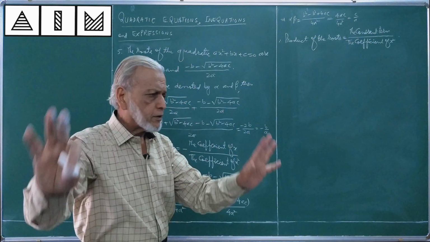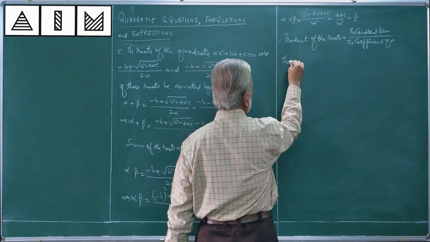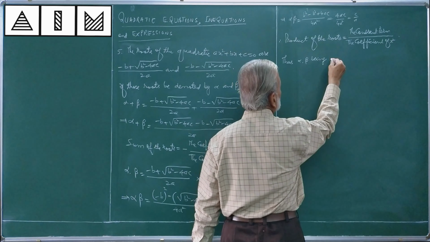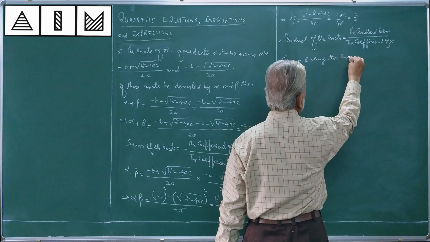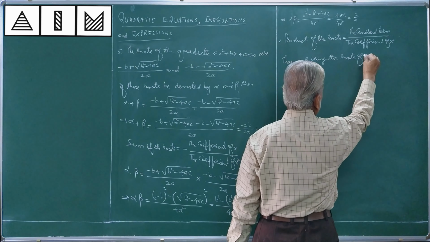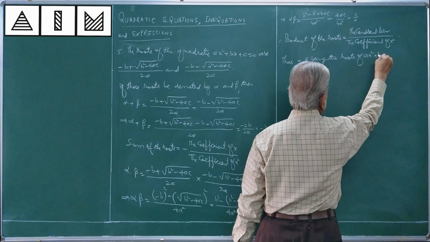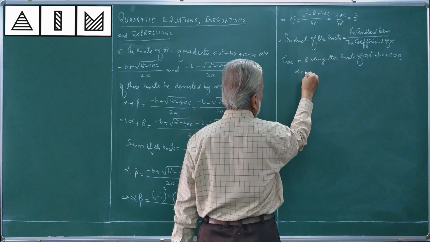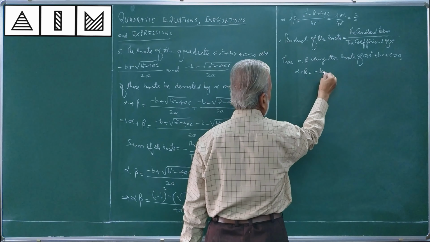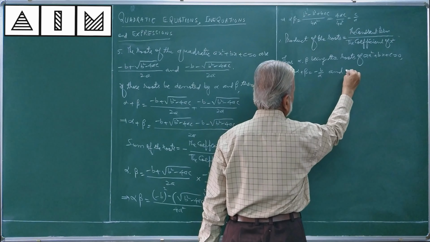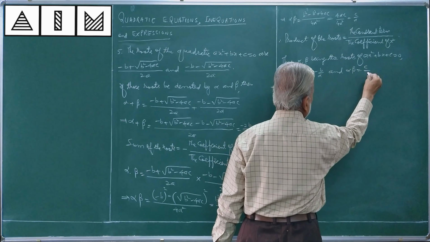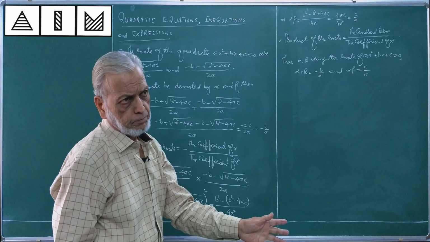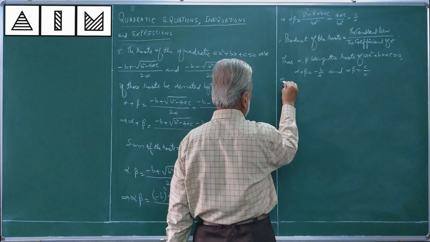So our final conclusion now. Alpha and beta being the roots of ax square plus bx plus c is equal to 0, alpha plus beta is minus b by a, and alpha beta is equal to c by a. Remember this forever. Throughout this chapter we shall be using this very frequently. Just one example of this one, please see here.